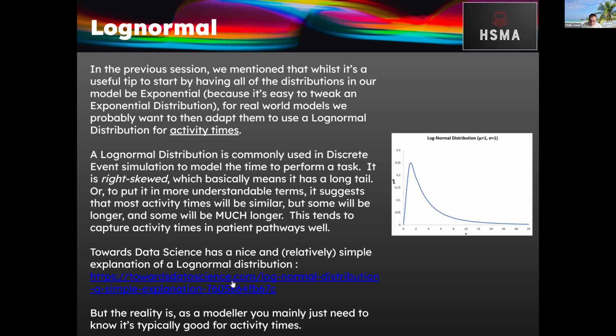Now, there's a link here to a Towards Data Science article that's got a really nice, and I would say fairly simple, explanation of how a log-normal distribution works. You don't need to read that, and you don't need to understand the mathematics behind it. But if you do want a bit more understanding, it's a nice way to get introduced. It's fairly friendly. But really, as a modeler, the key thing you need to know is that log-normals are typically good for activity times, and exponentials are typically good for inter-arrival times. Okay.